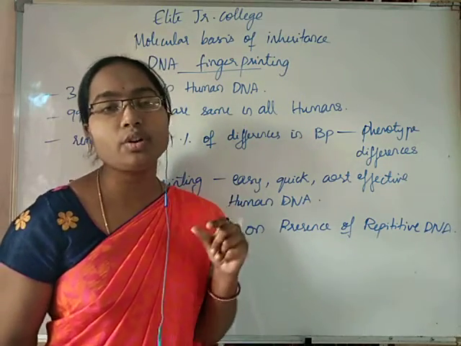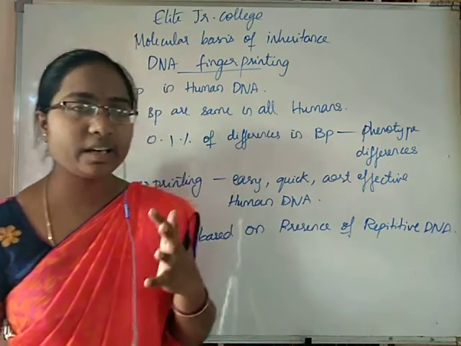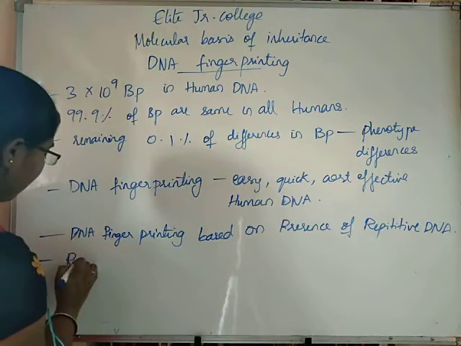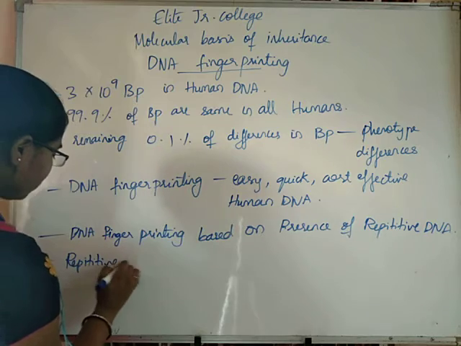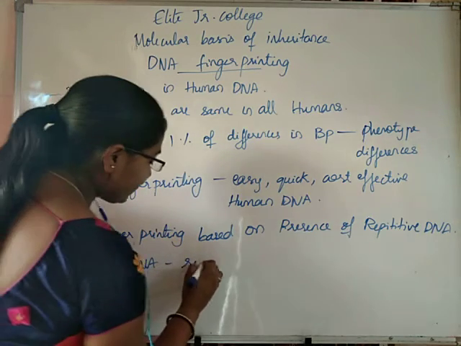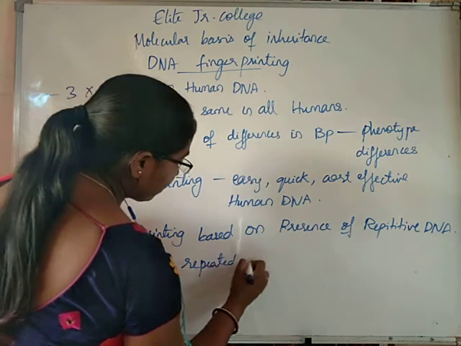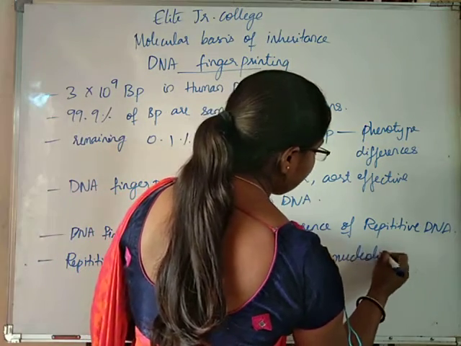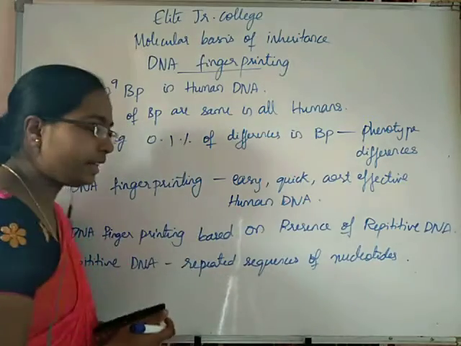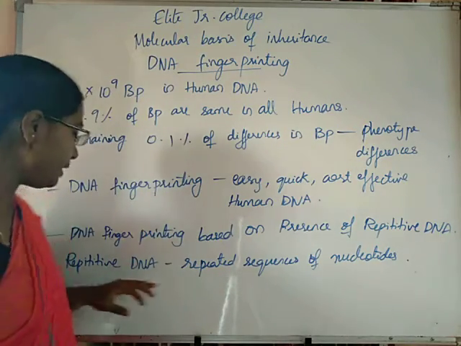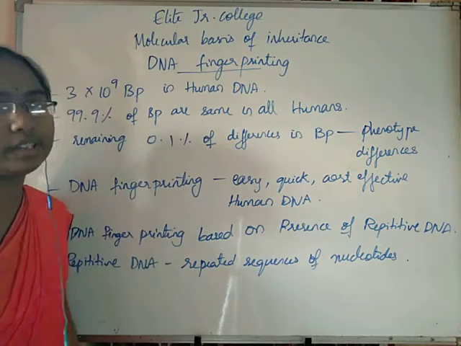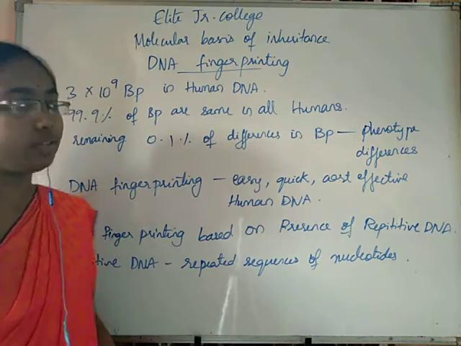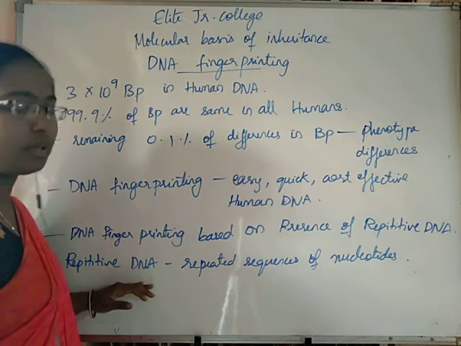That means some nucleotides are repeated in the human DNA. They are called repetitive DNA. Repetitive DNA means they contain repeated sequences of nucleotides. So, students, based on this repetitive DNA, we are going to identify the human DNA of any individual, of any population, by observing this repetitive DNA.